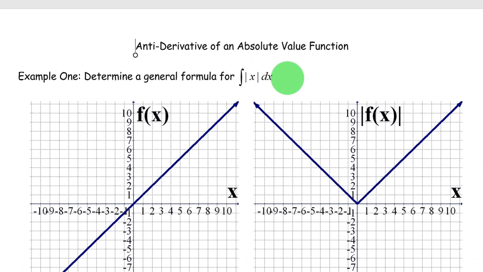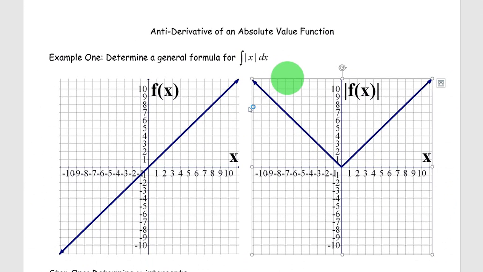First of all, it's important to note what the absolute value function does to the original. Let's say we had y equals x, which is just a diagonal line going through the origin. The absolute value of x is basically taking the part of the line that's below the x-axis and flipping it up to make this V shape. So this is what the absolute value of x would look like. The question is, how can we use that information to find the antiderivative of the absolute value of x?